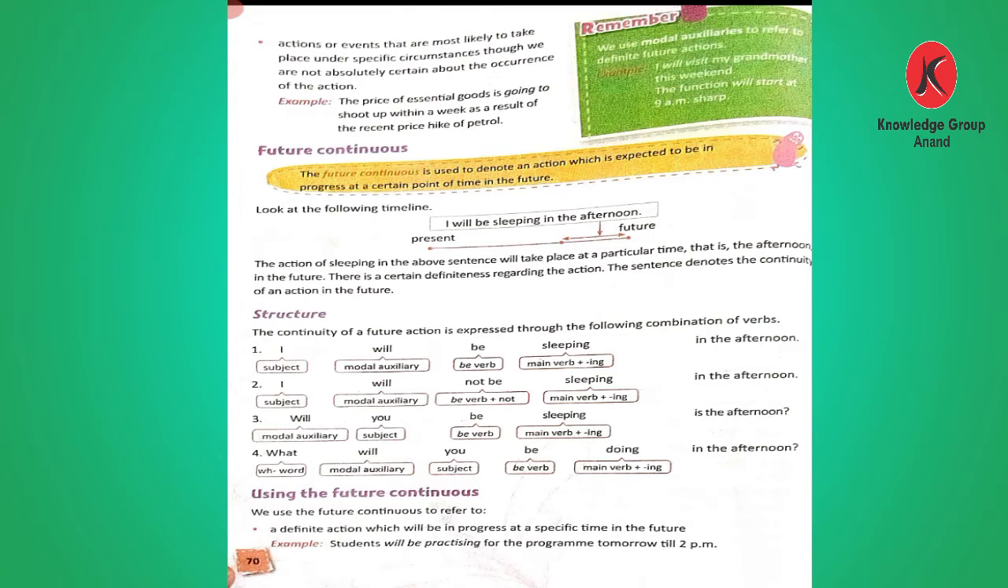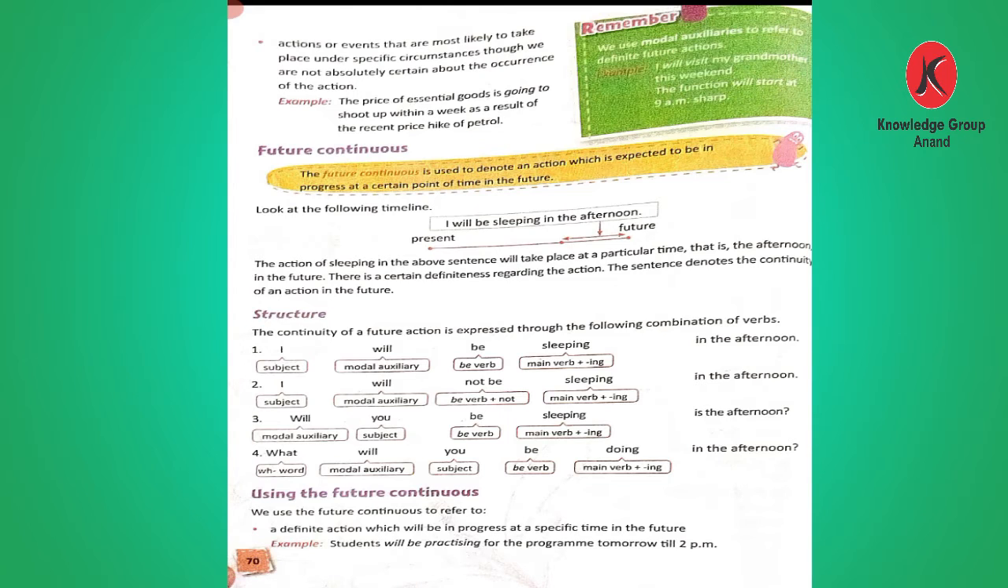Expected to be in progress. It is in progress at a certain time in the future. So here the example is given: I will be sleeping in the afternoon. So what is the present? But what is the future? In the afternoon, at the time of speaking, a certain action is said.